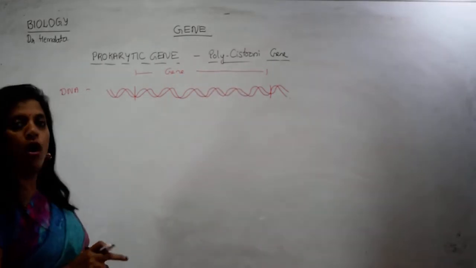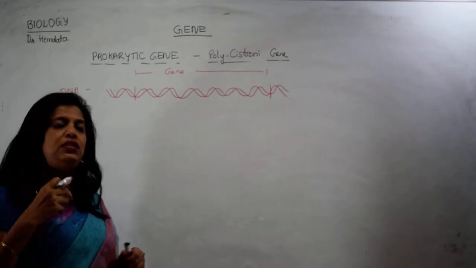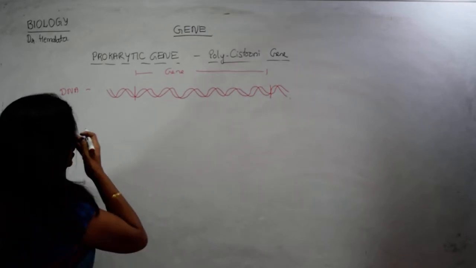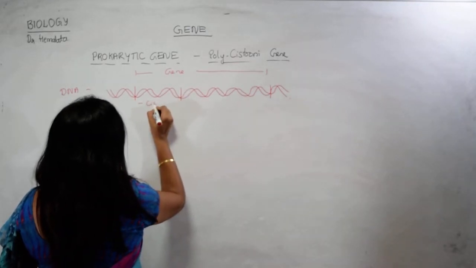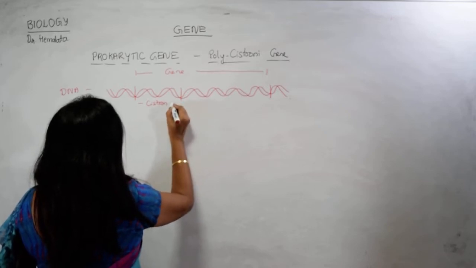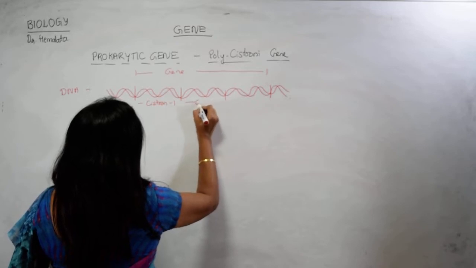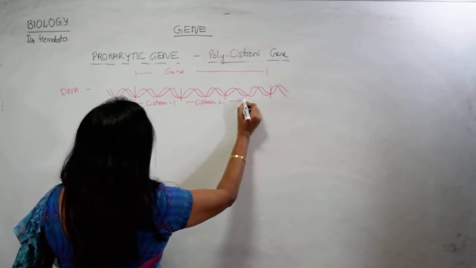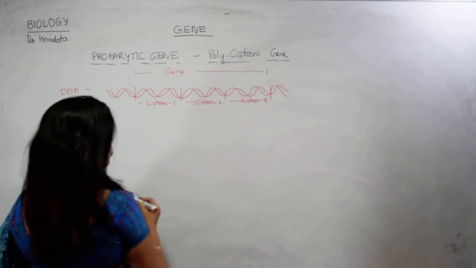But it involves a number of smaller cistrons, because once it undergoes transcription and translation, it can produce more proteins. So it will have one cistron from here till here, called cistron number 1. Then from here till here, it may have another cistron, cistron 2. From here till here, it may be cistron number 3. Why is it called so?